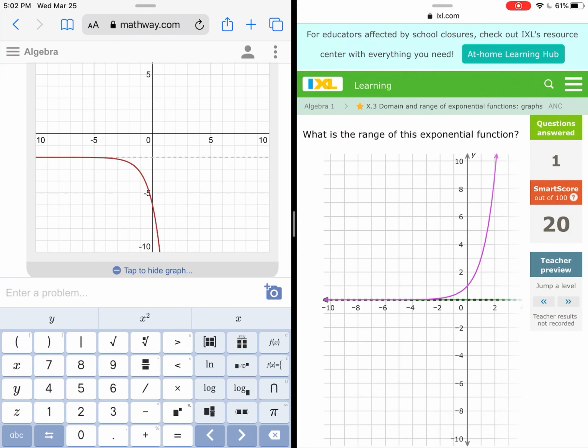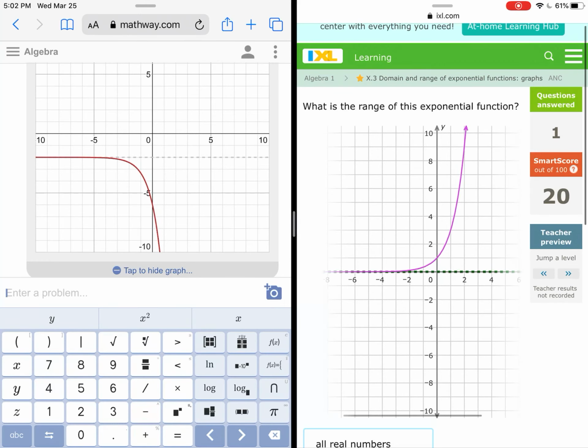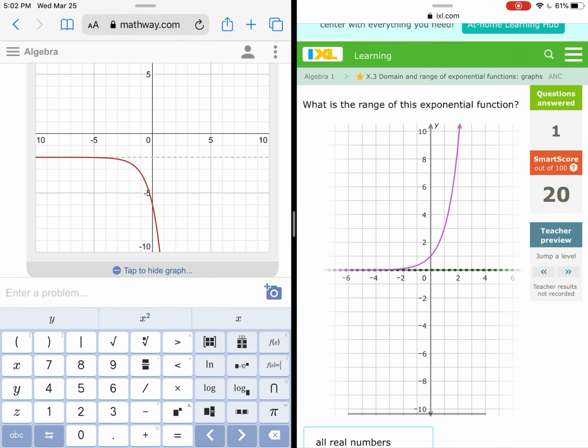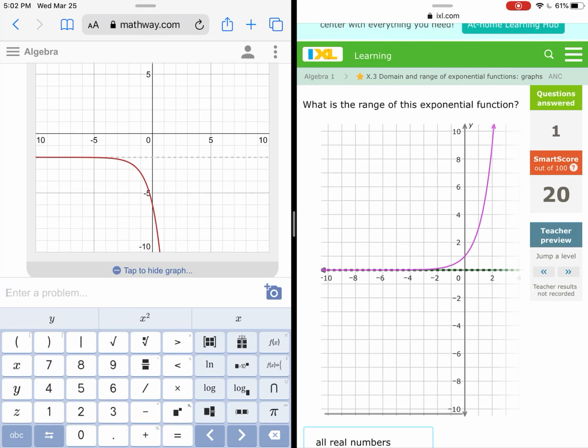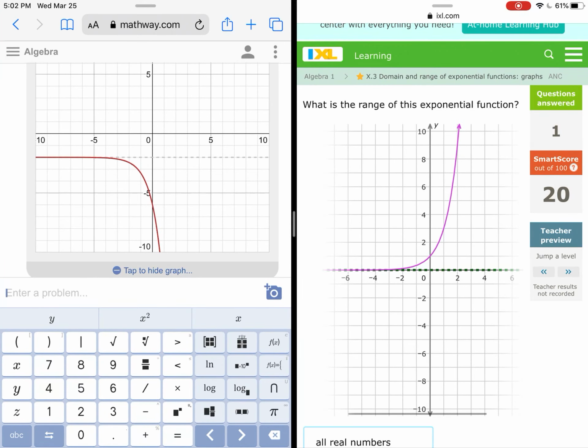Now, when they're asking you for range, you have to look at that dotted line that is on the graph. So this dotted line right here, range is the y's. So where is that line on my y-axis?